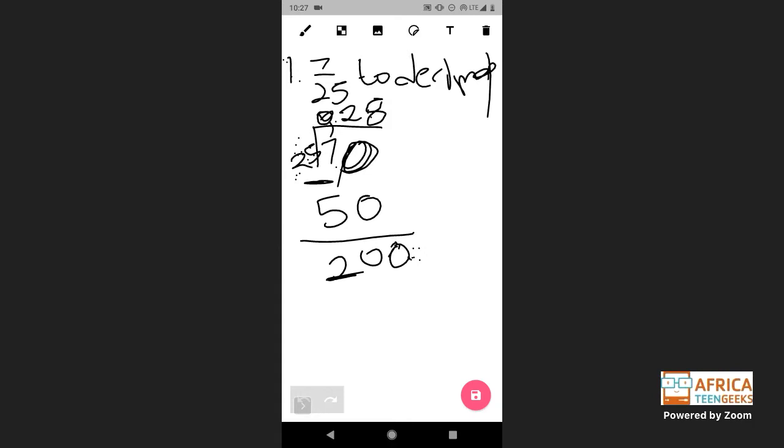And again, we'll multiply. We are doing the same procedure, guys. So we'll have 8 multiplied by 25. What does 8 multiplied by 25 give us? It will give us 200. And then we have our subtraction sign. Don't forget to put it. And see, 200 minus 200 gives us 0. So it means that our decimal fraction is done. It can't go any further than this.